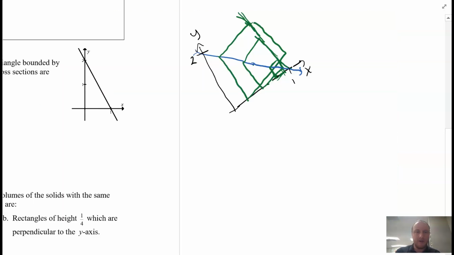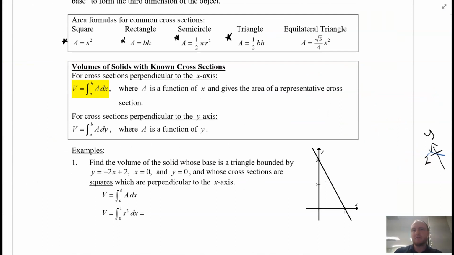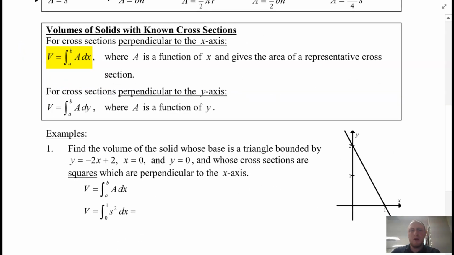Like I said, we're going to be utilizing an integral, and I just need to cover some certain areas. If we're going to calculate the volume with a cross section perpendicular to the x-axis, we're going to be integrating from a to b of the area of the cross section, whatever that area is, times dx, where dx is our width. Dx is the width.